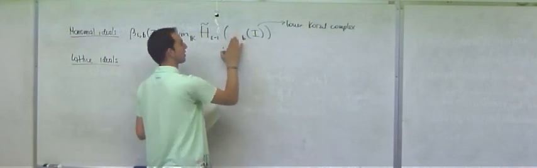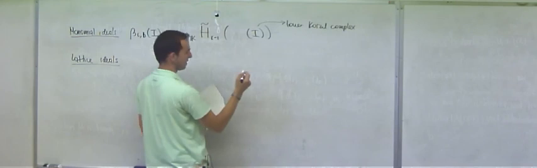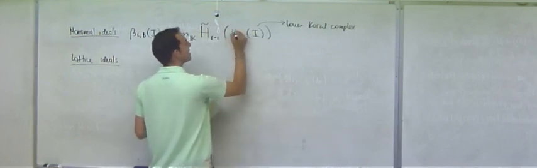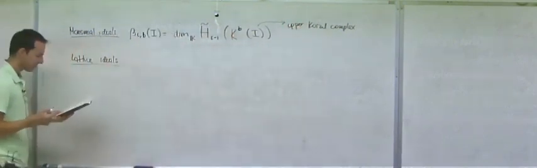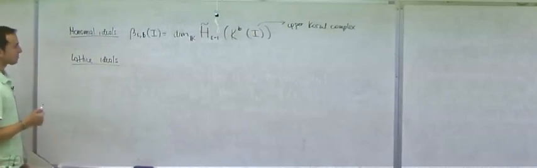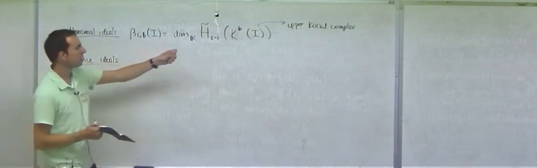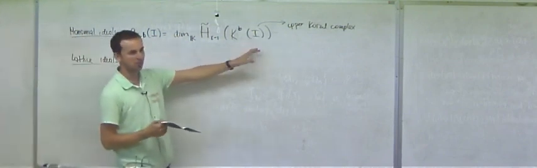Oh, yeah. I think I'm getting ahead of myself, as you can see. It's a KB, and it's upper Koszul complex. And this is our dictionary between algebra and topology / combinatorics.